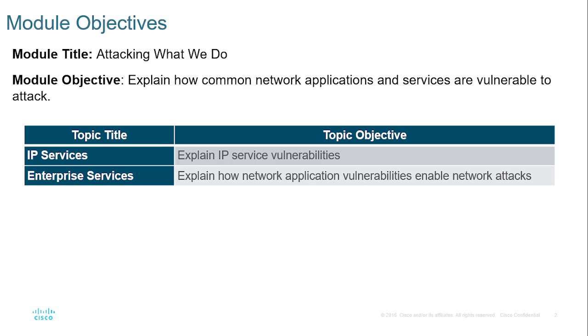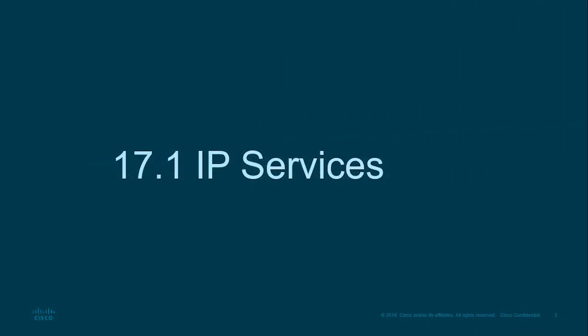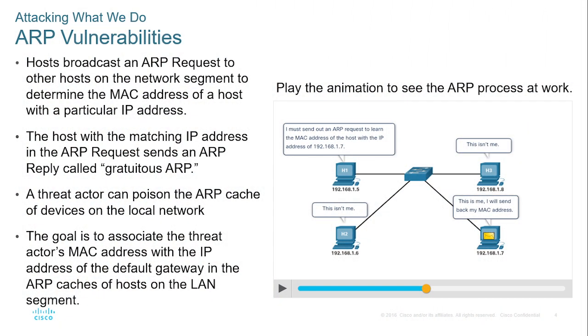So we're going to explain the IP service vulnerabilities, and we're also going to explain how network application vulnerabilities enable network attacks. We will begin by looking at IP services. At some point we'll look at DHCP, DNS. All these protocols are tied in one way or the other. And so we look at the app vulnerabilities.